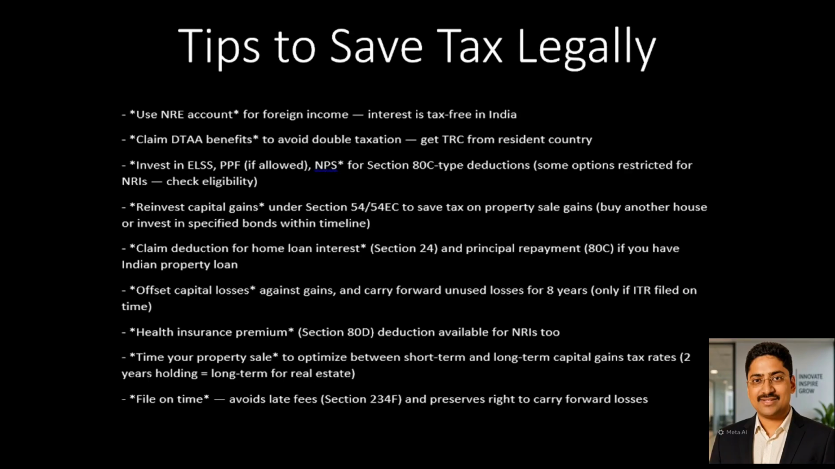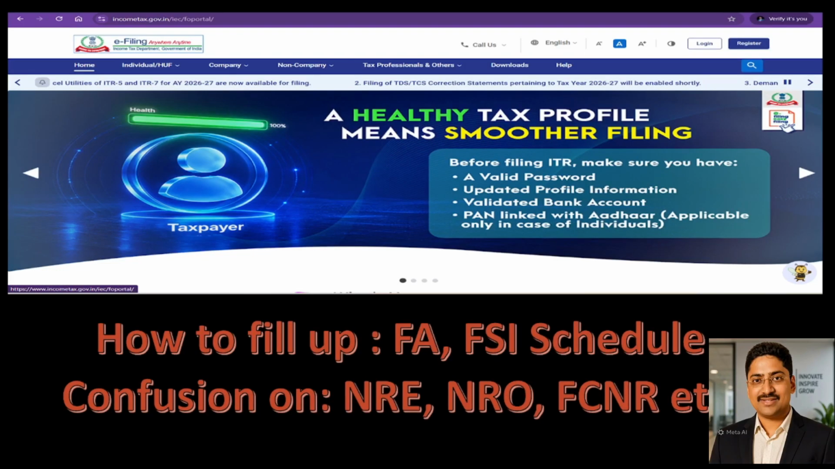Now, offset capital losses against gains and carry forward unused losses for 8 years. The only condition is that the ITR is filed within the due date. Now, if you have paid a health insurance premium, then you will get a deduction under Section 80D, and it is done under the old regime. Now, time your property sale, it's very essential to understand. To optimize the time of property sale, you should know what is short-term and long-term capital gain. Generally, the rate differs. Now, file on time, because if you file after the due date, then late fee under Section 234F and other interest and penalties are charged.